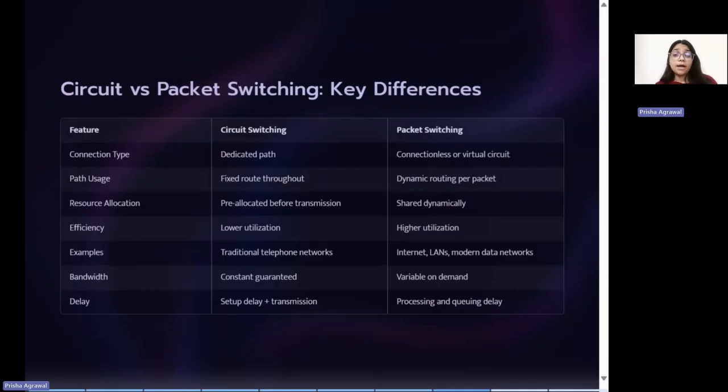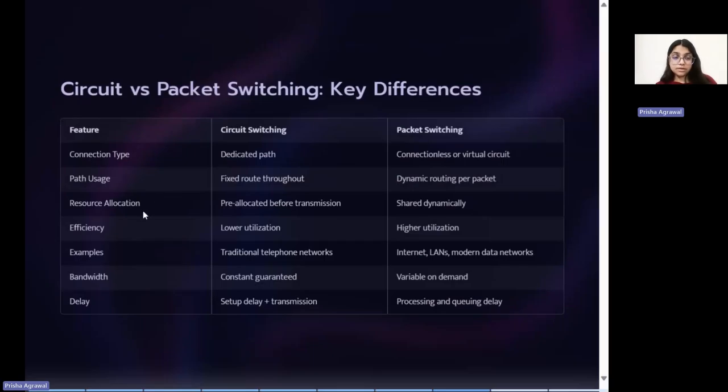In contrast, packet switching does not require a dedicated connection. Instead, data is divided into packets, and each packet can travel independently through the network. Second difference is the path usage. In circuit switching, once the path is established, the same route is used for the entire communication session, which means the path remains fixed until the connection is terminated. However, in packet switching, packets can travel through different routes depending on network conditions. Routers dynamically determine the best path for each packet based on network congestion and routing algorithms.